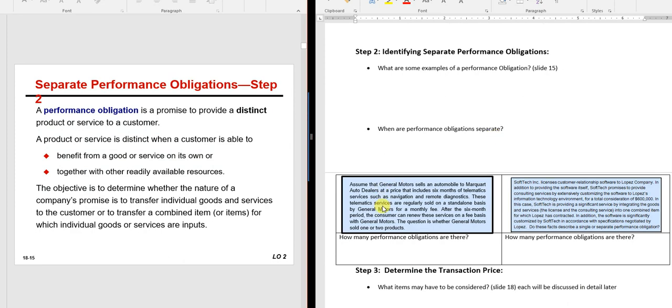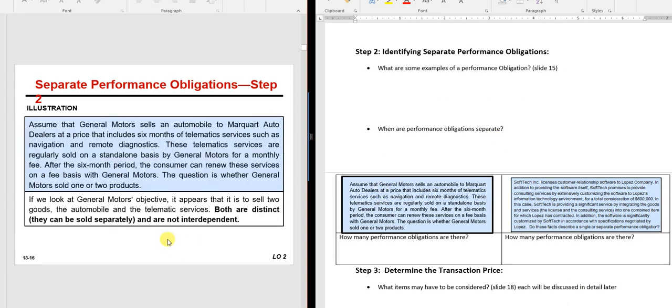Okay, so let's go to this next one, which, you might want to go back up here after you go through these. Assume that General Motors sells an automobile to Marquardt auto dealers at a price that includes 6 months of telematics services, such as navigation and remote diagnostics. These telematics services are regularly sold on a standalone basis by General Motors for a monthly fee. After the 6-month period, the customer can renew these services on a fee basis with General Motors. The question is whether General Motors sold one or two products.